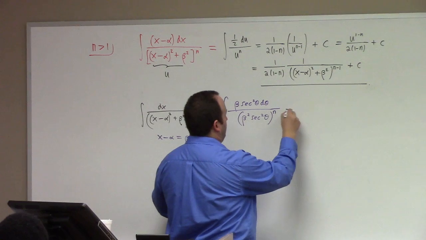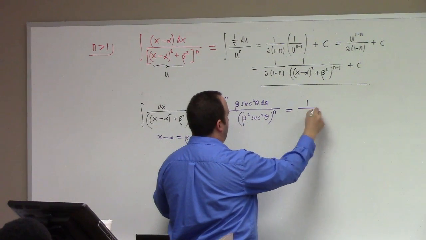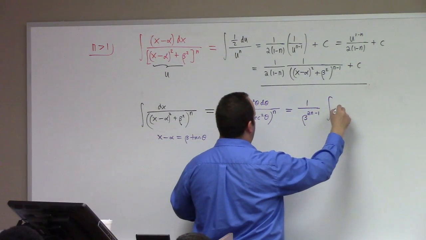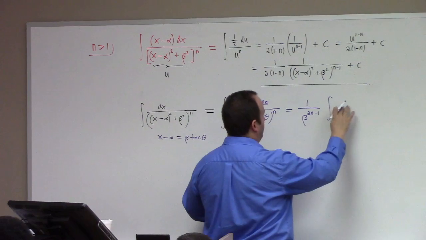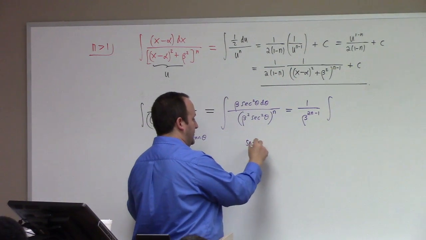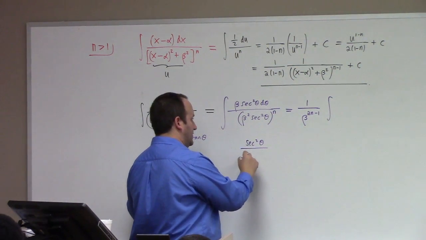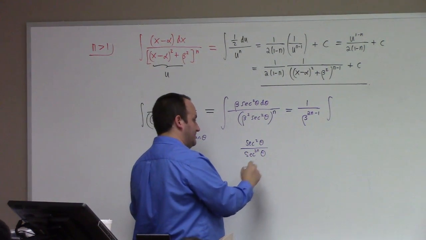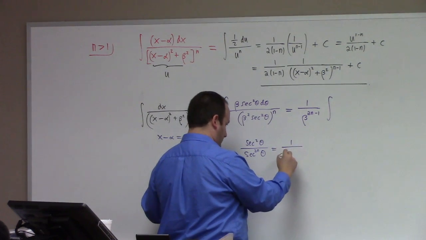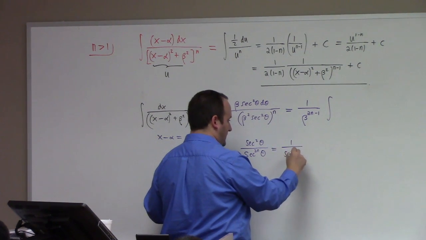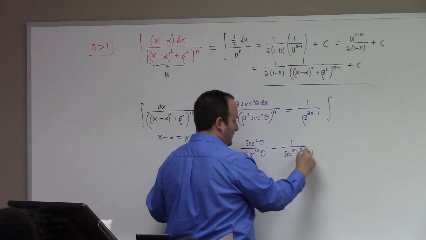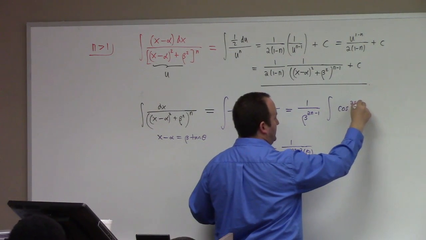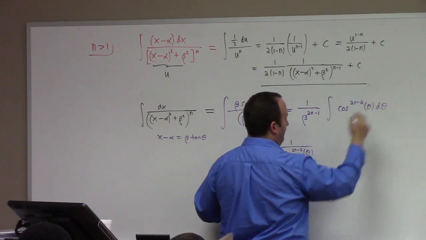So to clean this up just a little bit, this is 1 over beta to the 2n minus 1, the integral of, let's see here, what's this? We got secant squared theta, let me just clean it up down here. Secant squared theta over secant to the 2n theta, right? Which is what? Secant to the 2n minus 2 theta, right? AKA cosine to the 2n minus 2 theta d theta.